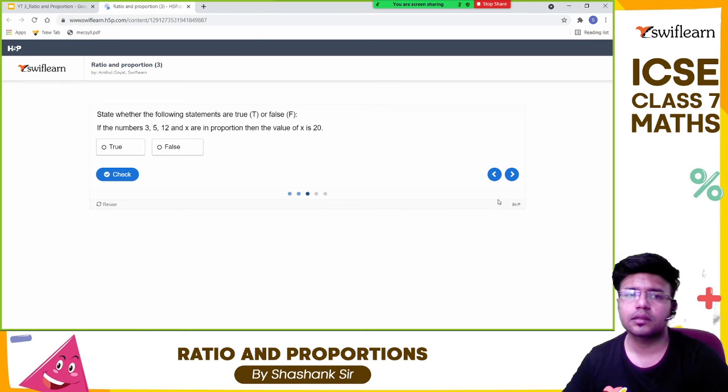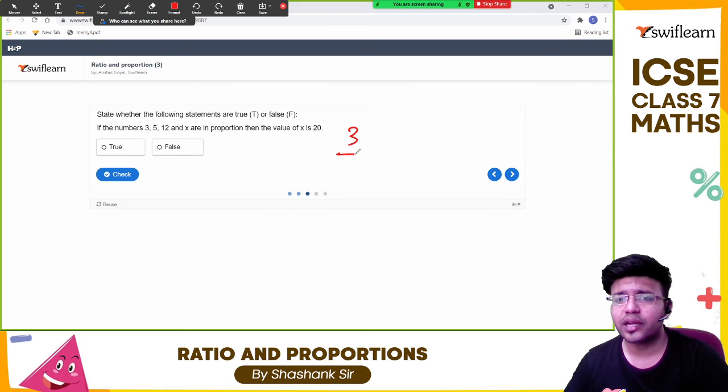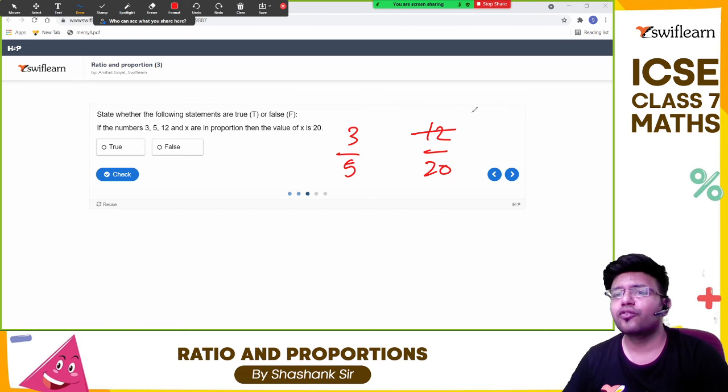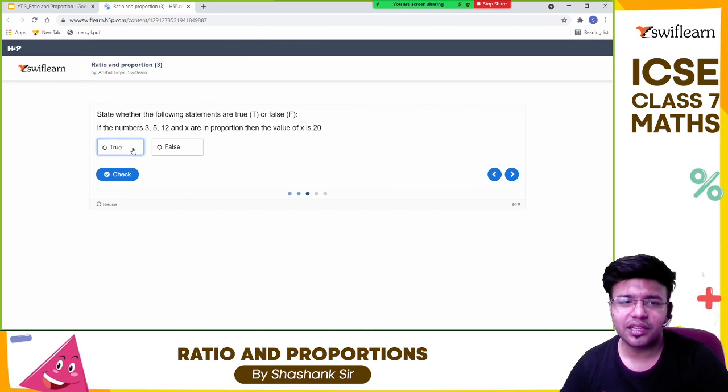Yes. If the numbers 3, 5, 12, x are in proportion, the value of x is 20. Okay, let us check. 3 by 5 and 12 by 20. 4 threes are 12, 4 fives are 20. 3 by 5 is equal to 3 by 5. Yes, it is true.